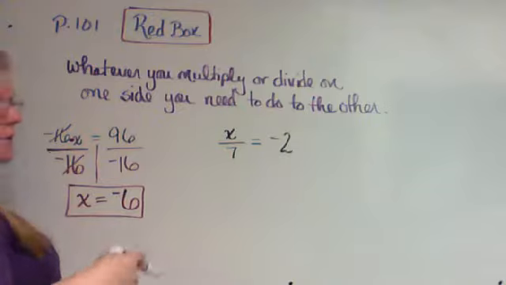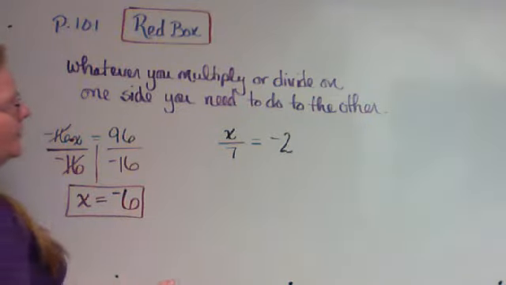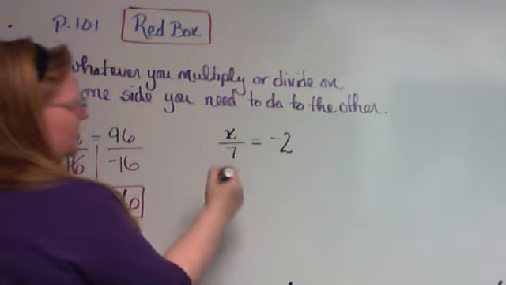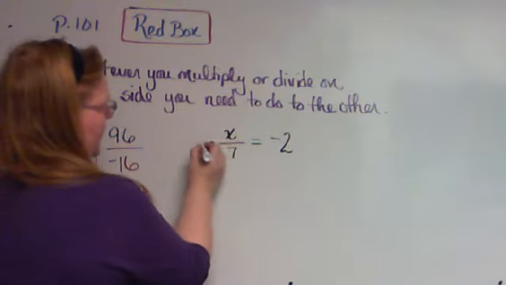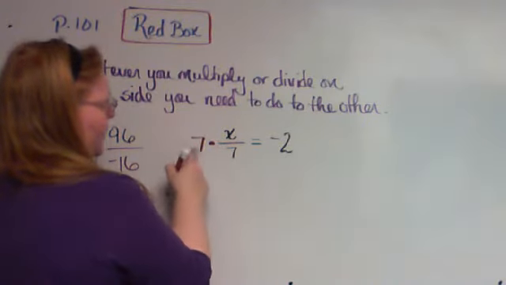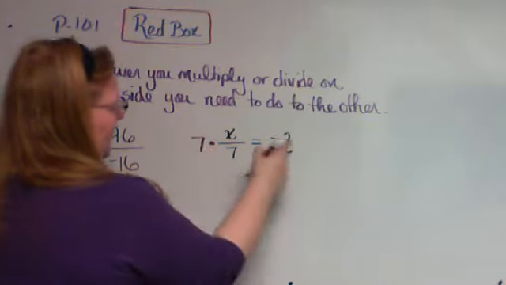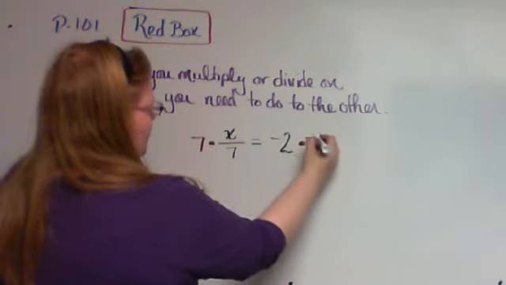By division. But we want to break that. So I have to do the opposite of the division, which means I'm going to have to multiply by 7. When I multiply by 7 on this side, I have to multiply by 7 on that side.